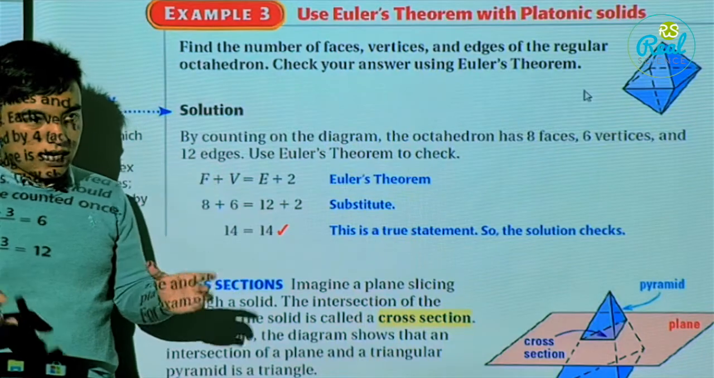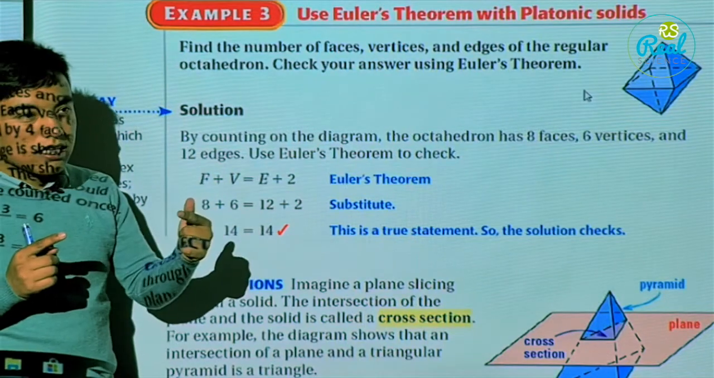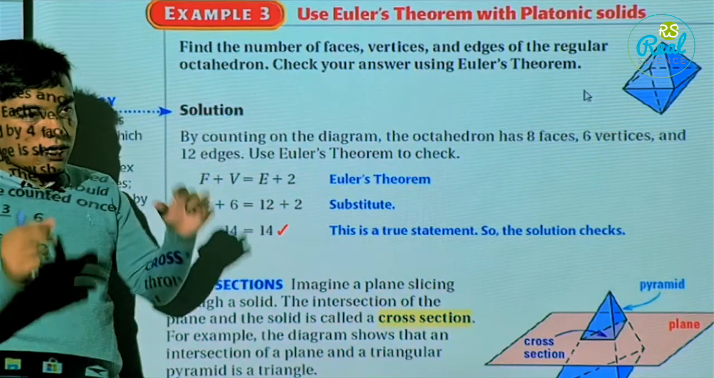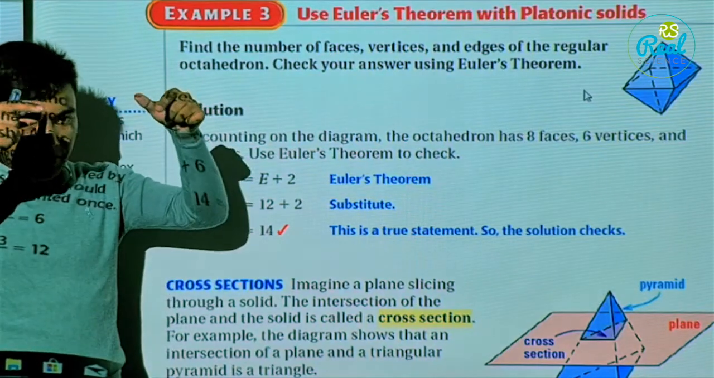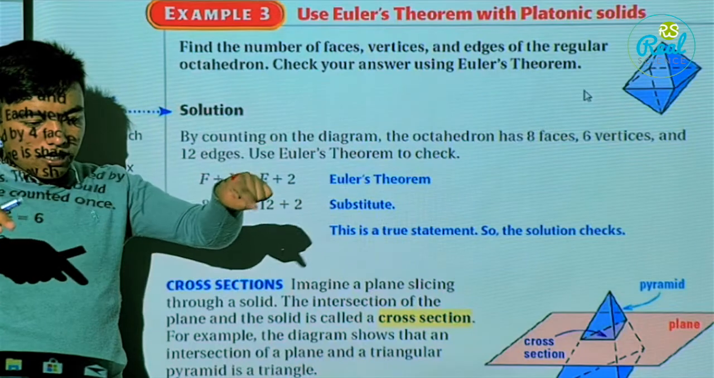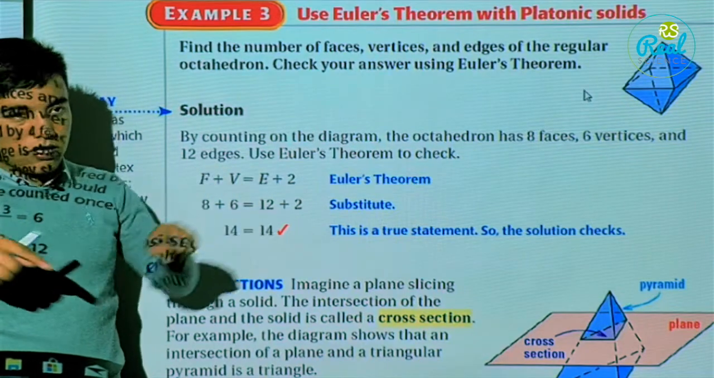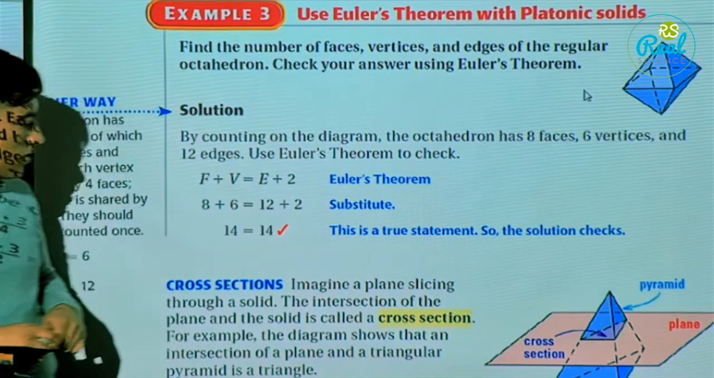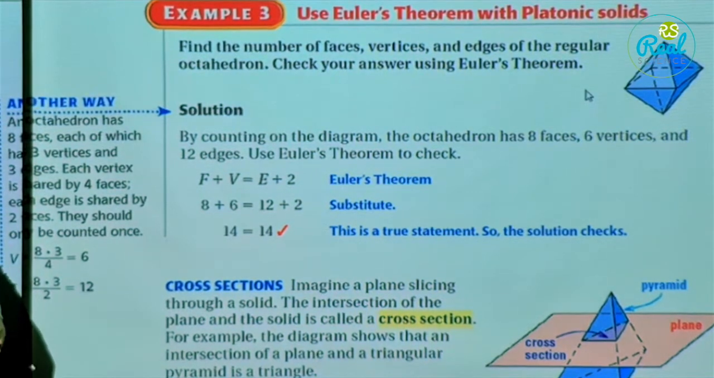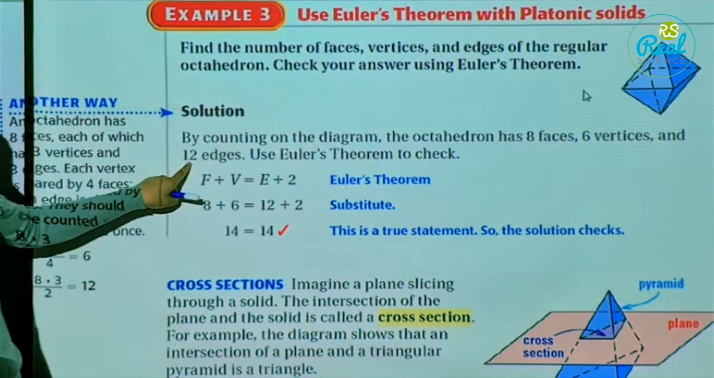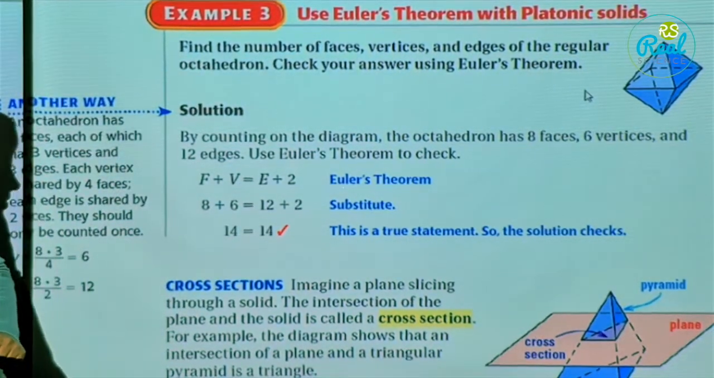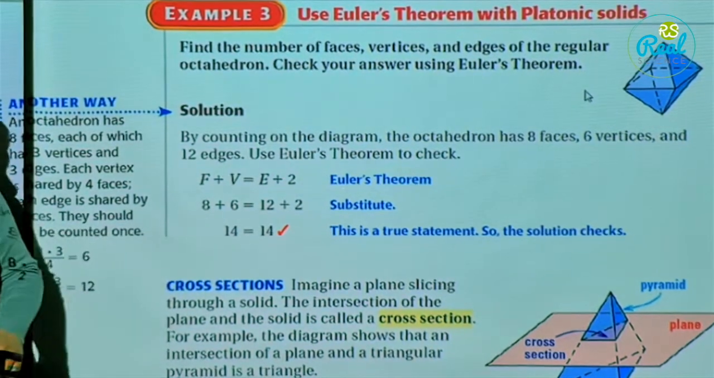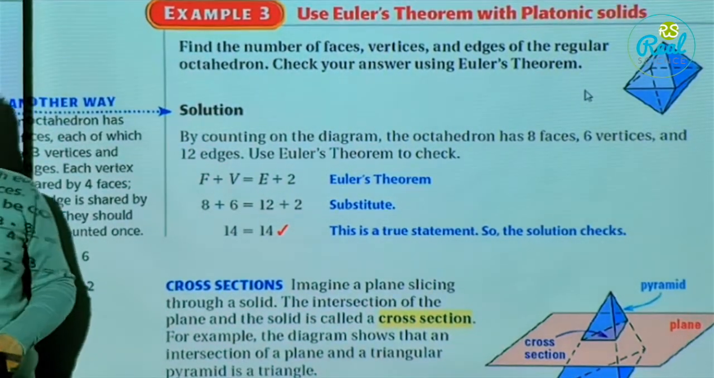8, 8, and 4, 12. Yeah? 4 above, 4 below, and in the middle of this one also 4. Overall 12. Yeah? And 12 we got. 8 faces we got. 6 vertices we got. Correct. Correct. That's it. This is a true statement. So the solution checks. That's it.